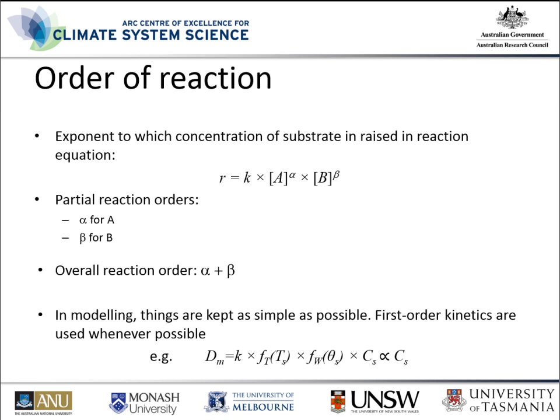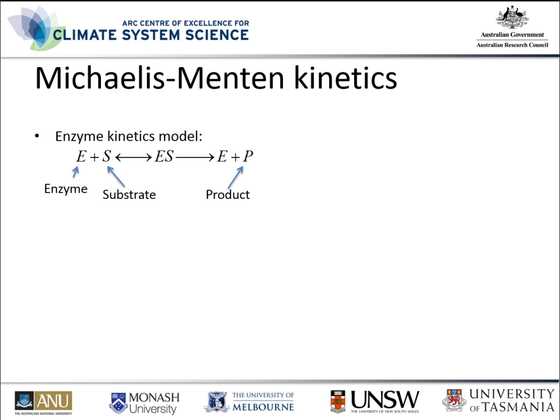So the higher the order, the more complicated it is, because there are a lot of things that are going to interact eventually non-linearly with each other. So in modeling, we try to keep things as simple as possible. So most of the time, you will just find first-order kinetics, thankfully, like in my former example. So if you summarize dm equals k times it's actually proportional to the carbon pool size. Okay?